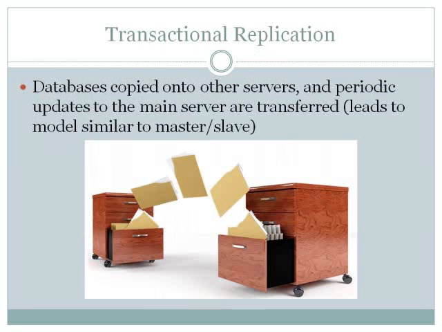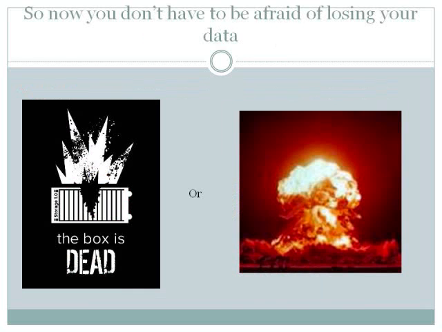The last type of replication is called transactional replication. Databases are copied onto other servers, and then periodic updates to that main server are transferred. This is very similar to the master-slave relationship discussed earlier.